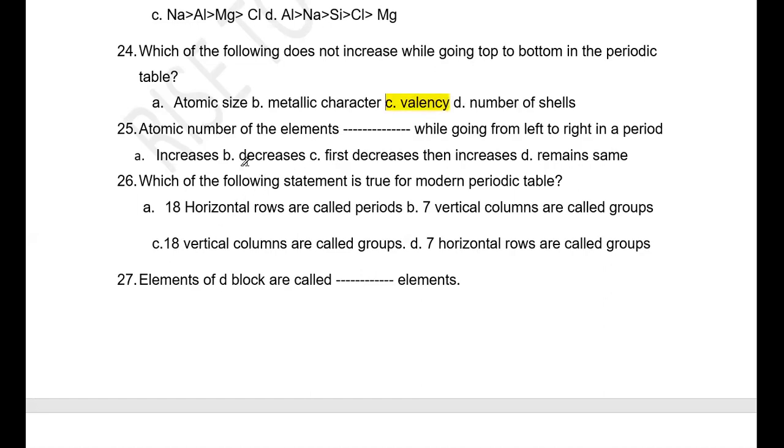Next, the atomic number of the elements dash while going from left to right in a period. We know the modern periodic table is based on increasing order of atomic number. So as we move from left to right, atomic number increases. Options are increases, decreases, first decreases then increases, remains the same. So option A is the correct answer.